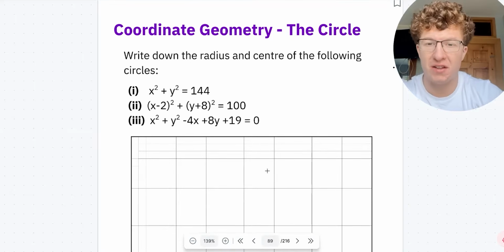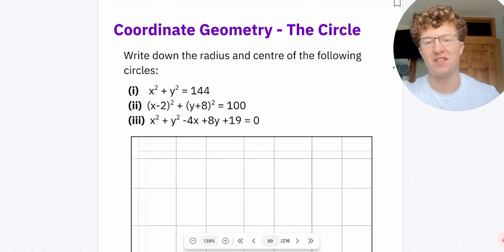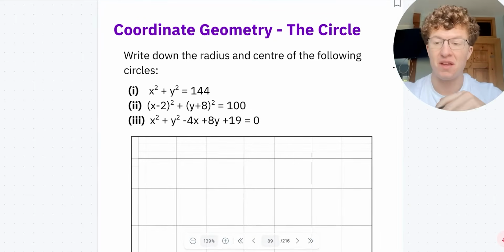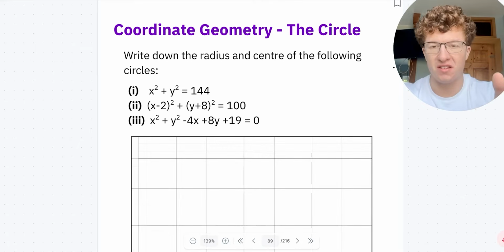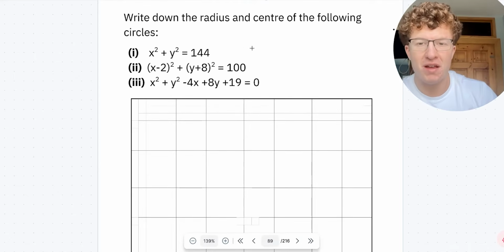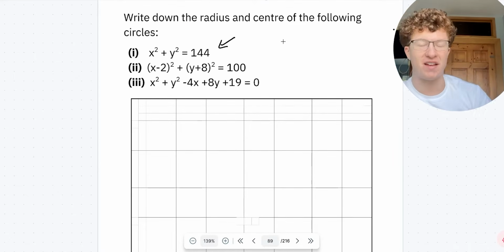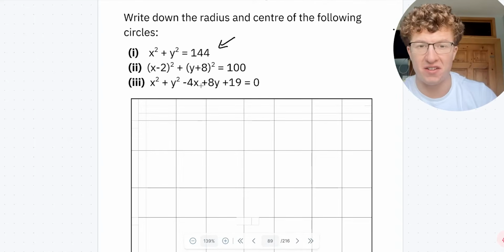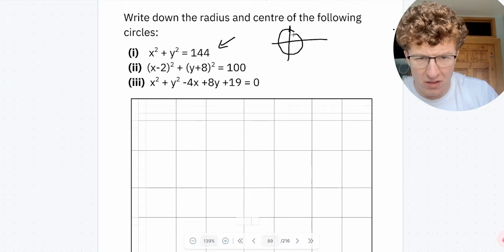This first question here, they just want us to find the radius and the center of the following circles. The only difference between all these circles is the way they're written. So this first guy, x squared plus y squared is equal to 144. This you have to be able to recognize. This is just a circle centered at the origin. So like if you have a graph like this, the circle will look something like this.